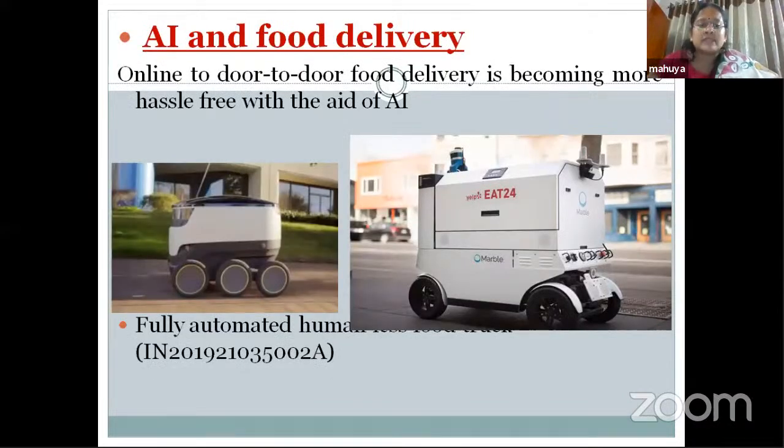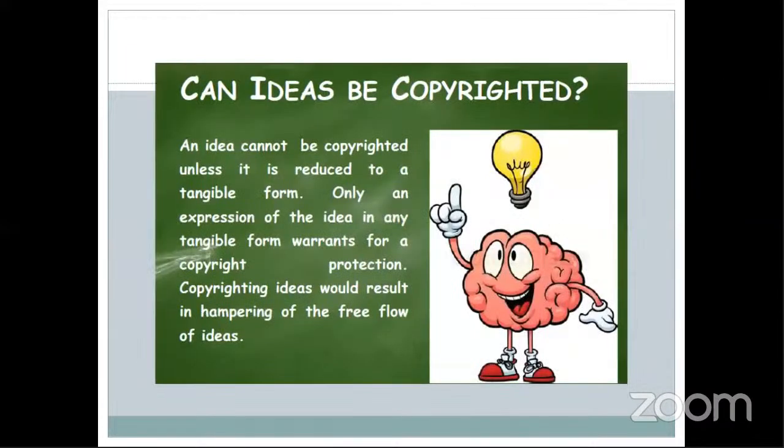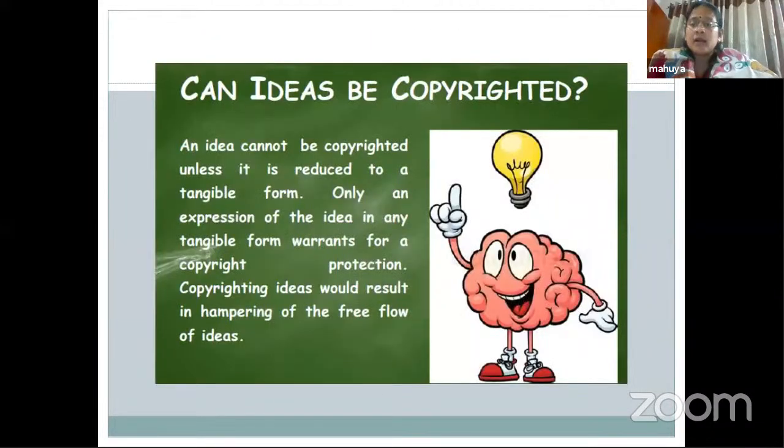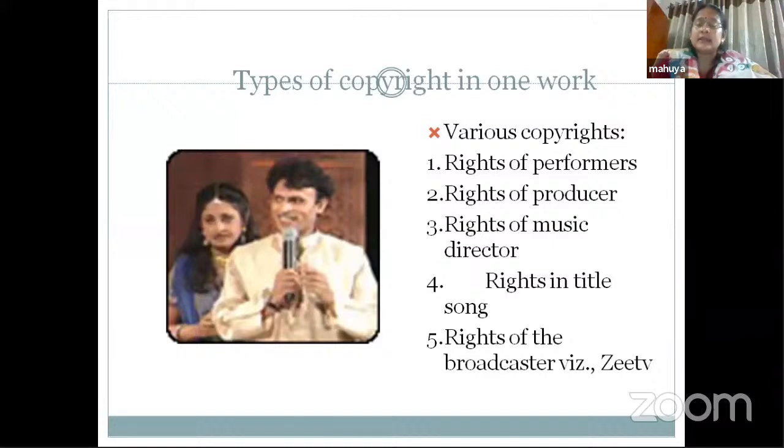And now door-to-door food delivery has become more hassle-free with the aid of AI. Now, with all this, I'm going to copyright. What is copyright? Can an idea be copyrighted? No. If you have a new idea, it needs to be in a tangible form. Otherwise, you cannot protect an idea when it is in your mind. So it should be in a tangible work.